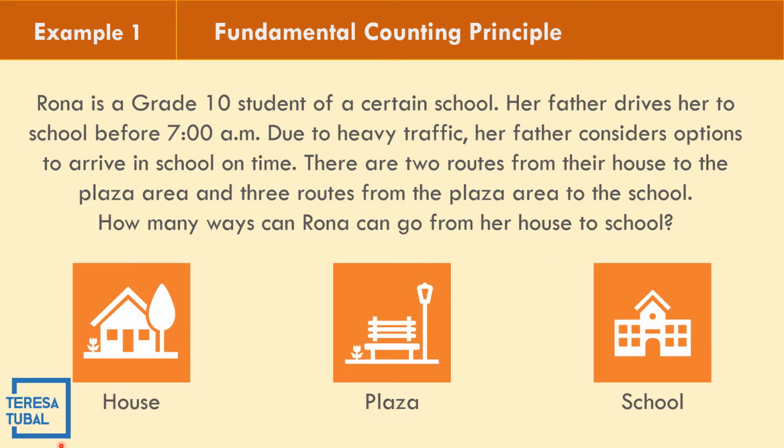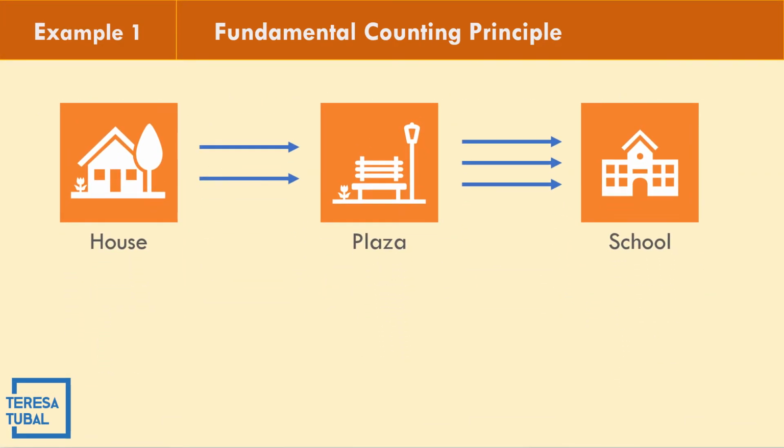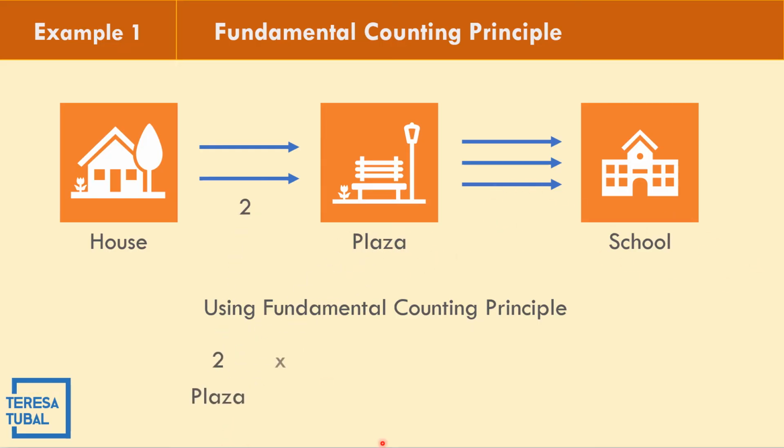So as you can see in the diagram, from house to plaza, from plaza to the school. From house to plaza, we have 2 routes, route 1 and route 2. And then from plaza up to the school, we have 3 routes: route 1, route 2, route 3. Can you think how many ways can Rona go from her house to school? Using the fundamental counting principle, from house to plaza, we have 2 routes. From plaza up to the school, we have 3 routes. So that is 2 times 3. The answer is 6 possible ways from house going to school.